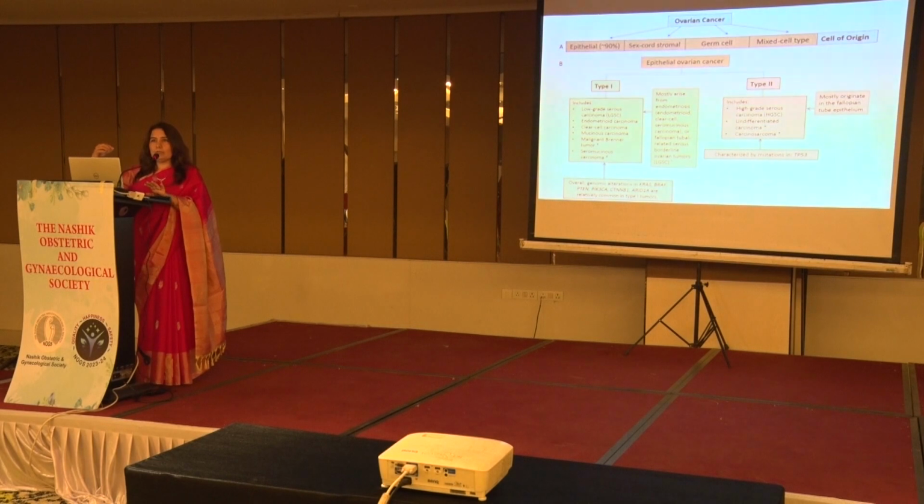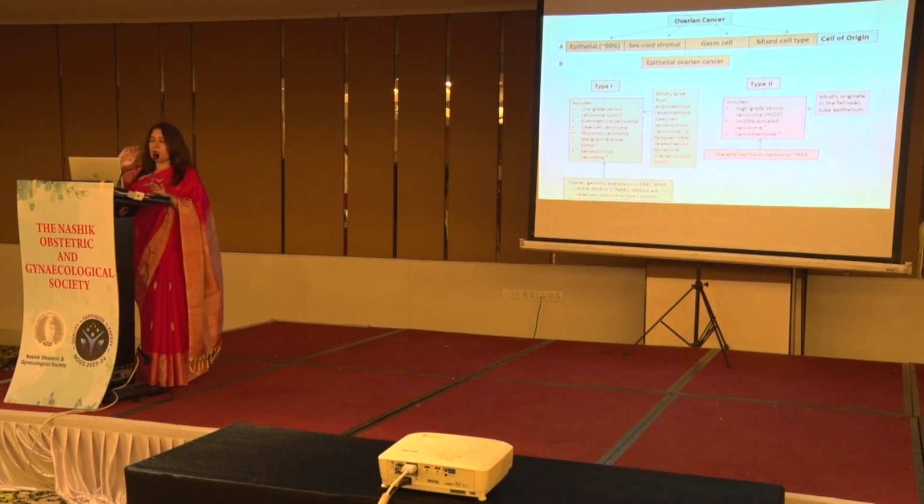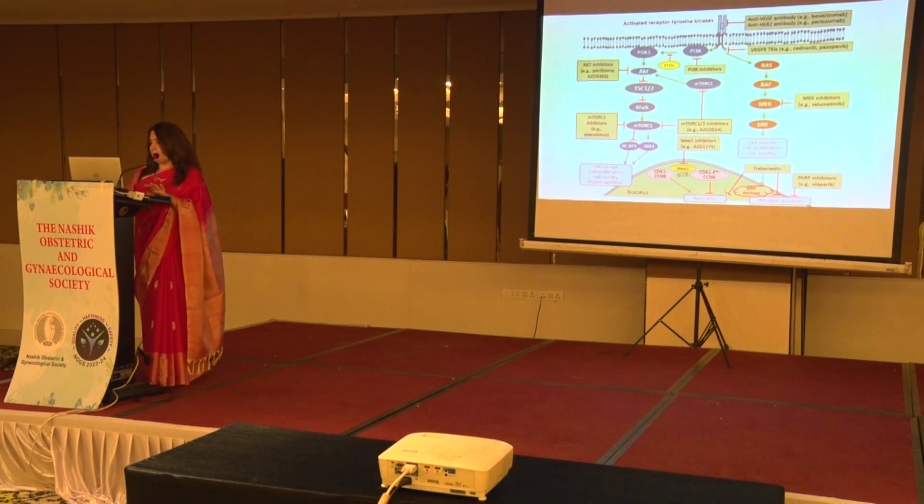So all your low-grade serous carcinoma, endometrioid carcinoma, clear cell, Brenner, seromucinous, everything will come in your low grade. And these are the ones which are more of RAS mutations and others. And these are the ones which are associated with endometriosis, or fallopian, some borderline tumors that always progress. While type 2 is your high-grade serous carcinoma, undifferentiated carcinoma, carcinosarcoma. And these have the P53 mutation and the BRCA mutation.